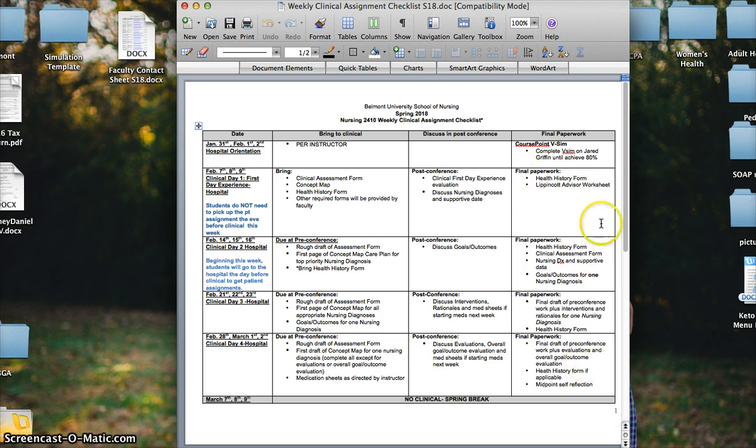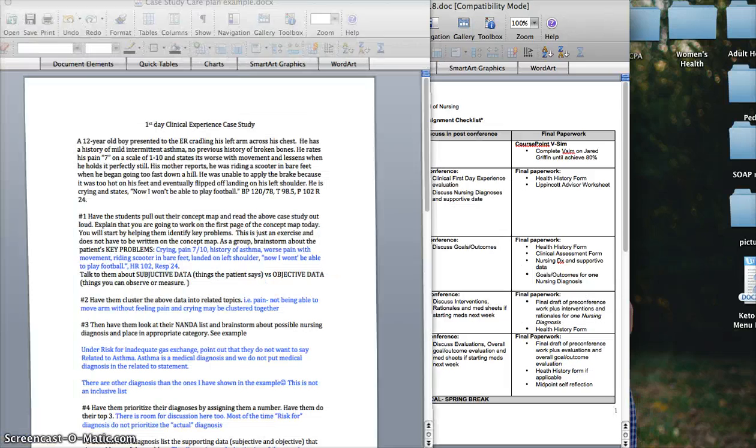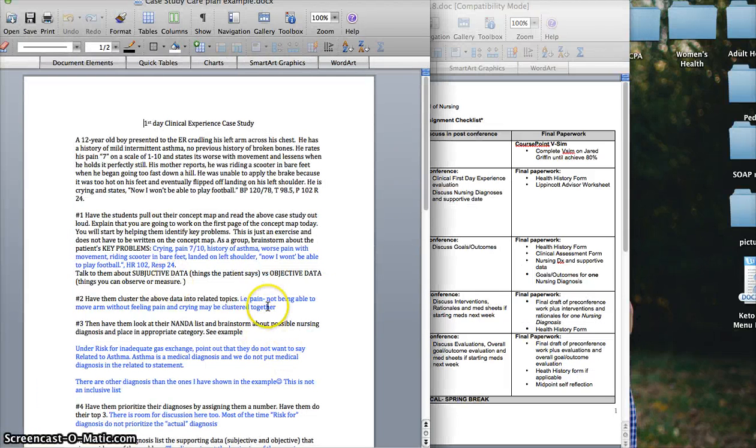They don't have anything to turn in, but they were supposed to bring a concept map with them, okay? So this is why they're bringing it, so we can go through it. So based off this case study, just go through it with them, okay? So read it out loud, okay? So I did it in steps for you.